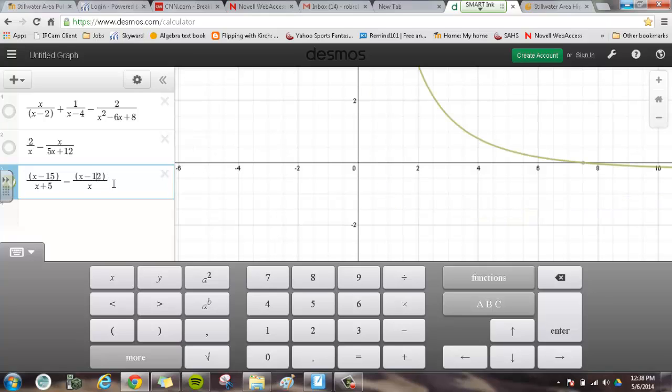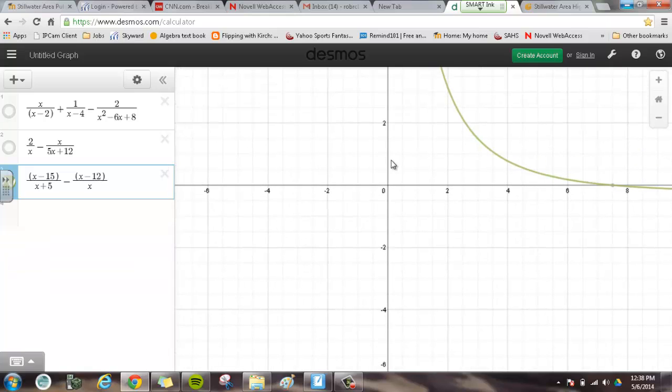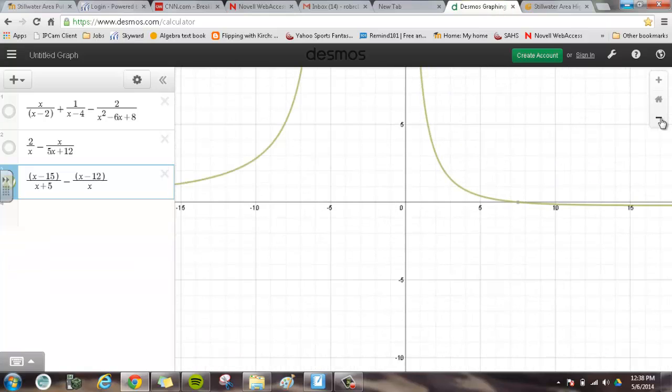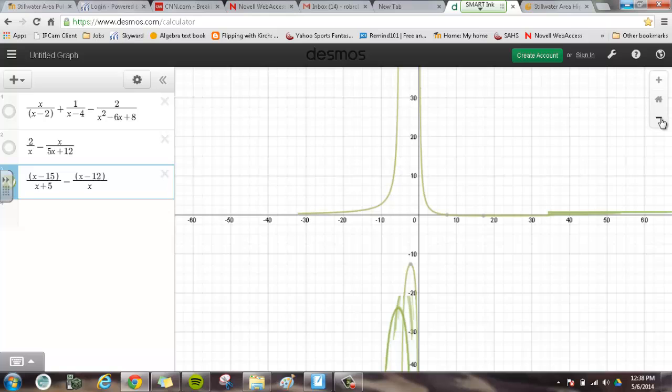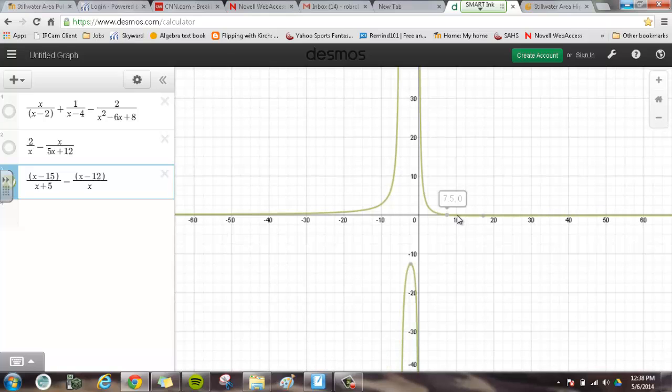All over x. Sorry about that. Okay, so we want to figure out, did I do this right? X minus, oh, it's x minus 12. That's the key thing, guys. Just make sure you type it in right. If you don't type it in right, you're not going to get the right answers.